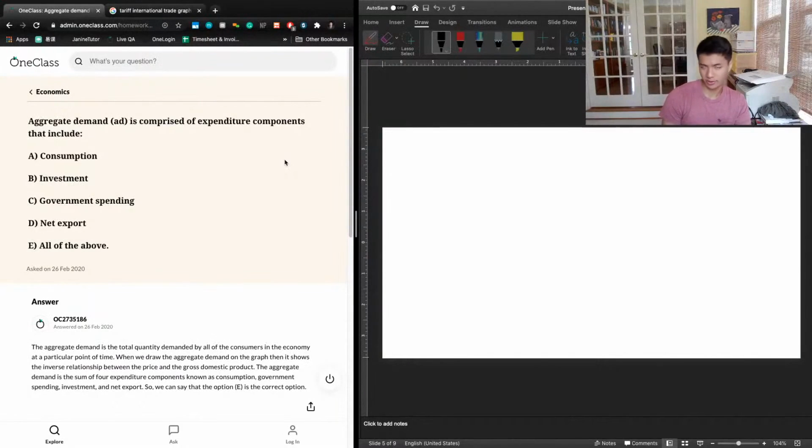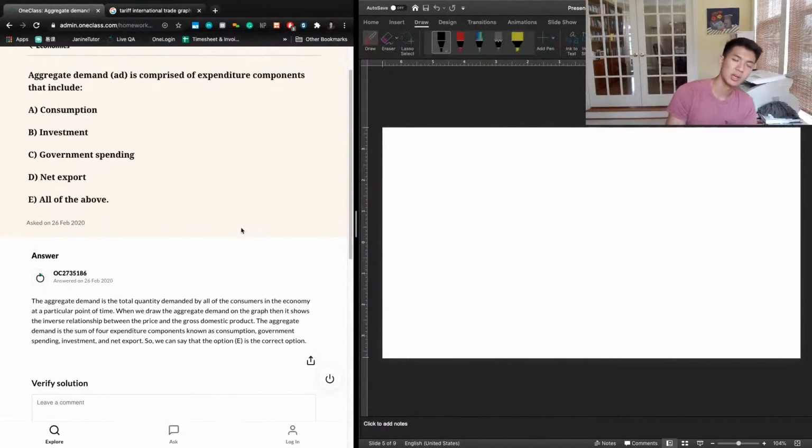And again, net exports we want to note is exports minus imports. We just call that net exports. So with that in mind, this is a very definition-based question, something that you'll just have to know. And so we can take a look at the previous answers.